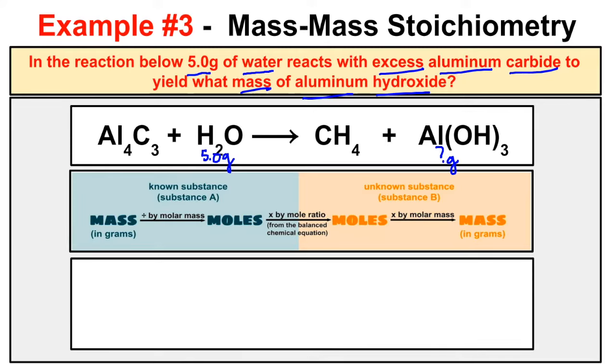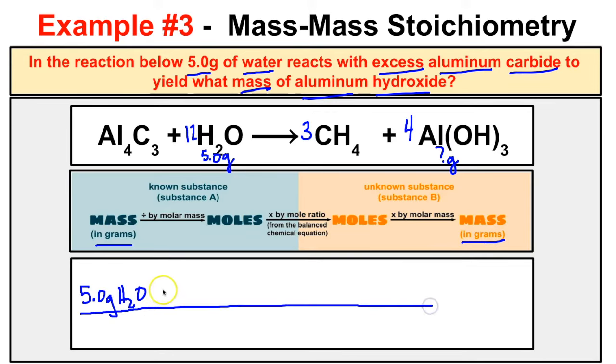So first thing that we have to do is balance this chemical equation. So it looks like it's going to be 12 waters, 3 moles of methane here, and 4 moles of aluminum hydroxide that is going to balance this chemical equation. So now what's the starting stuff? We're starting with 5.0 grams of water, and what we want to do is figure out how many grams of aluminum hydroxide are going to end up being produced.